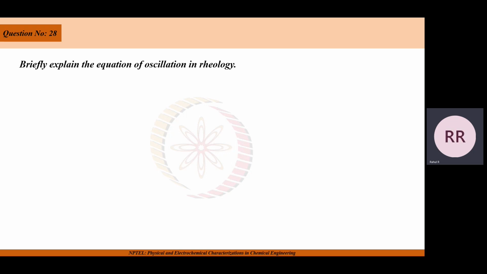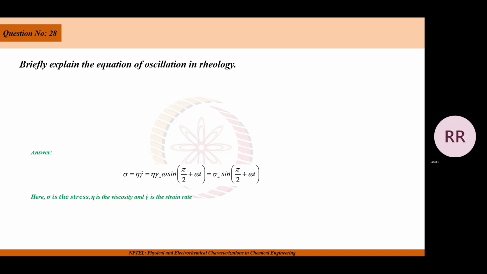The equation that is used for oscillation in rheology is sigma equal to eta gamma dot. So sigma is the stress, eta is the viscosity and gamma dot is the strain rate. The strain rate can be represented in the form gamma m omega sine of pi by 2 plus omega t. Yeah, so basically this is the equation. Now I can write eta gamma m as sigma m, and I can write the equation for you.